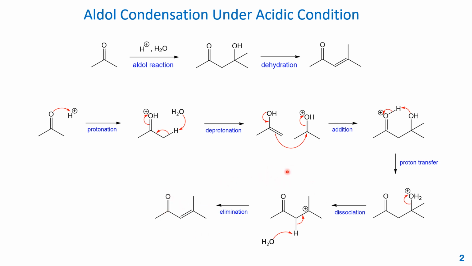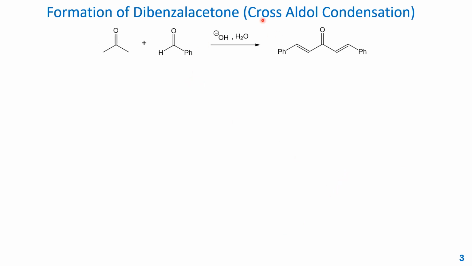Okay, so this is the aldol condensation under different conditions, the arrow pushing mechanism. Now we will talk about a cross aldol condensation. I will use the example of dibenzyl acetone. The reactants are different, not self-condensation anymore. This is acetone, this is benzaldehyde. This Ph means phenyl group. I use the example of basic condition, and you will form this pretty big conjugate system here.